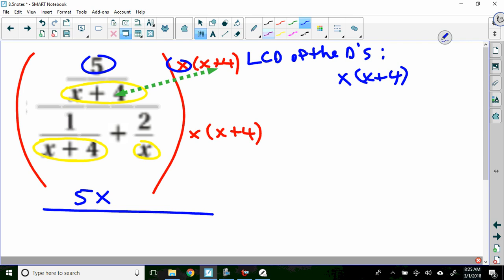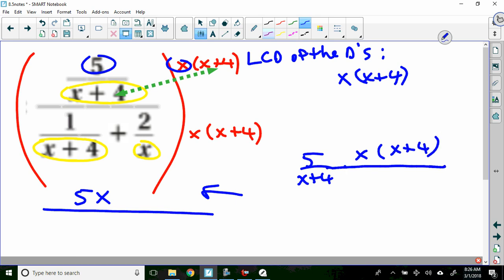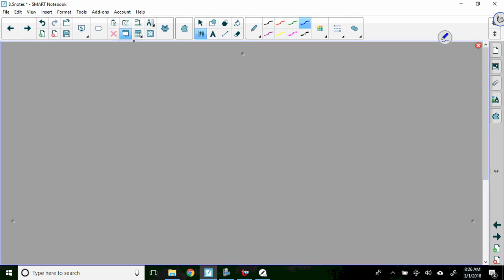What's the question? Wouldn't there be an x in the bottom? Well, what's happening in this numerator is we're taking 5 over x plus 4 and multiplying that by x times x plus 4. So if we make a big fraction, the x plus 4's cancel, and all that's left is that 5x.